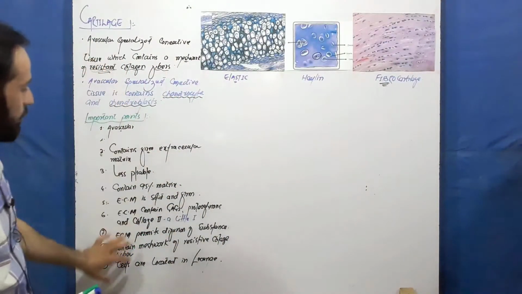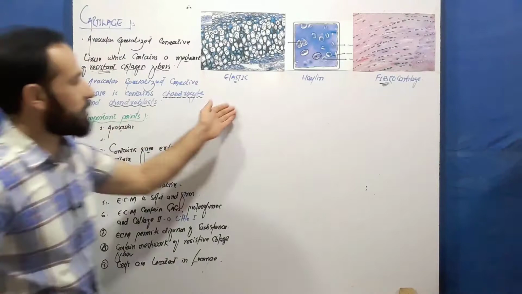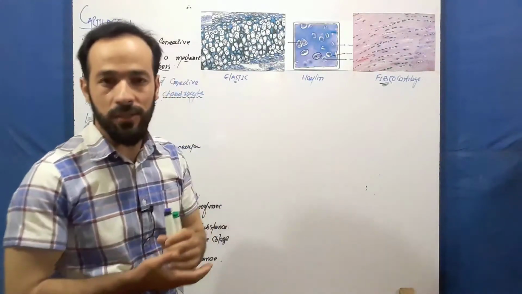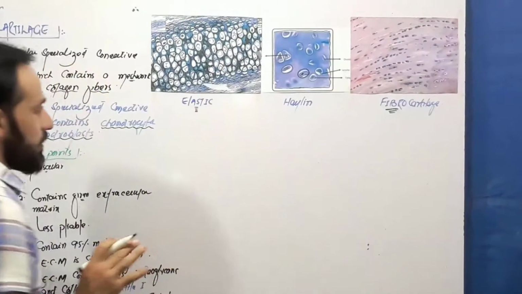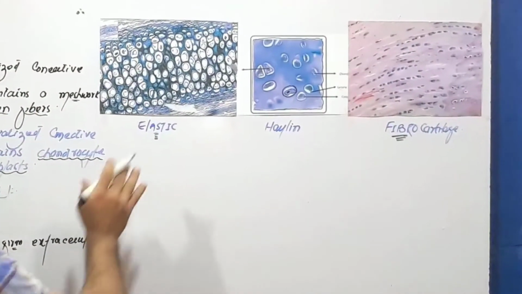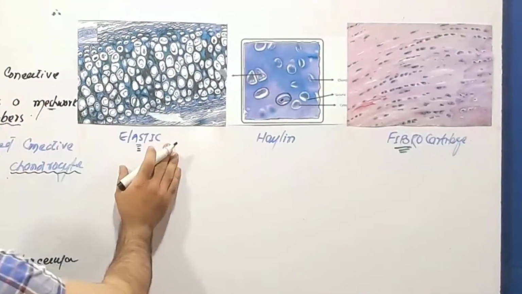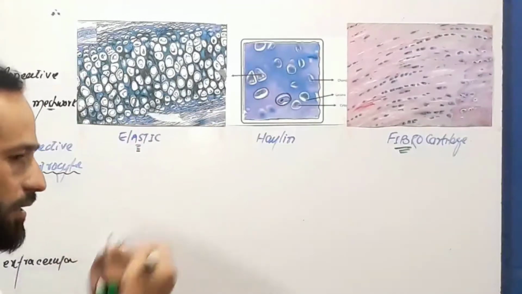We have discussed cartilage, some important points. Now let us see the types of cartilage in detail. First of all, there is elastic cartilage. Previously I have introduced them. So elastic cartilage is a type of cartilage which is a little bit elastic in nature.